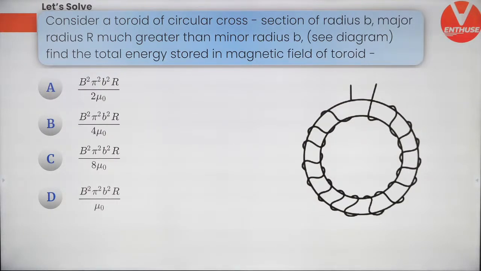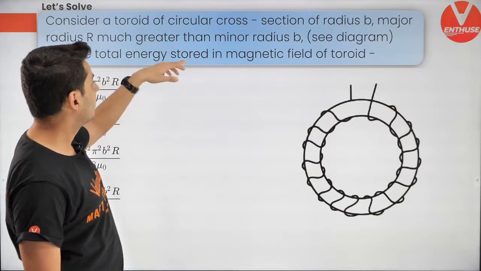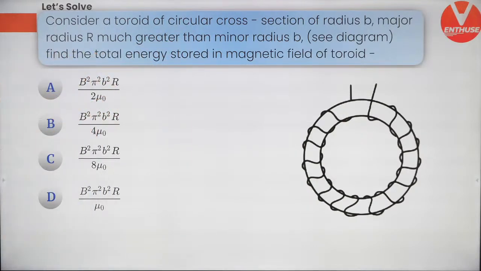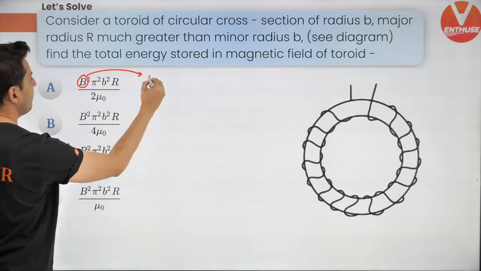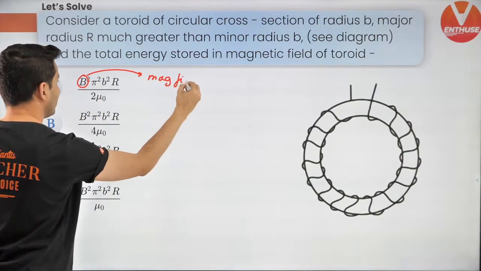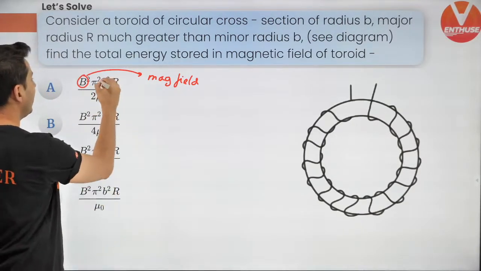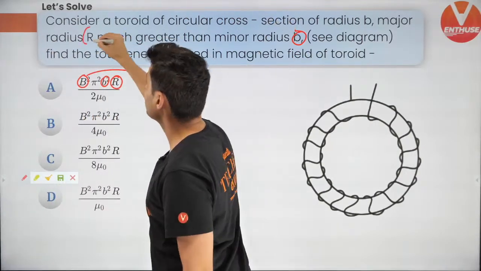Here it is. Okay. So you have a toroid and the radius of the toroid is given. Find the total energy stored in the magnetic field. That is the question. So let's see how we solve this. The final answer, by the way, has this B. Now this B is the magnetic field. It does not have a number of turns. It has small b and capital R.